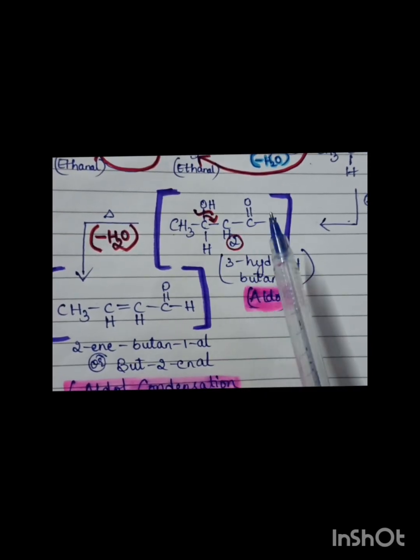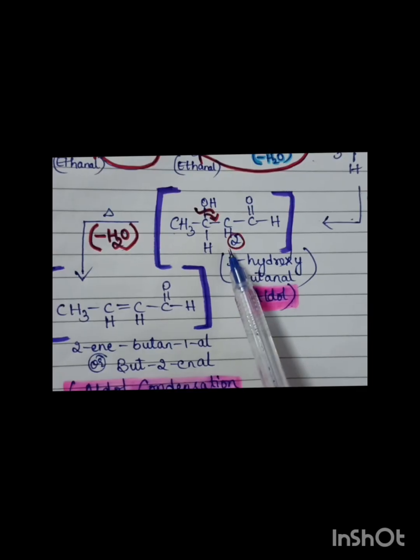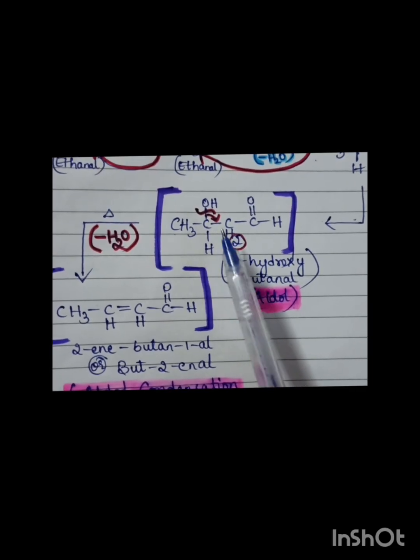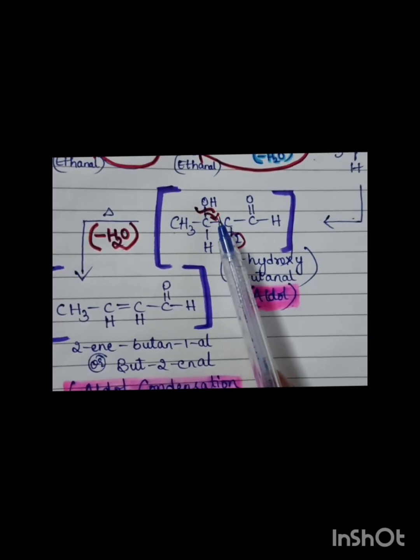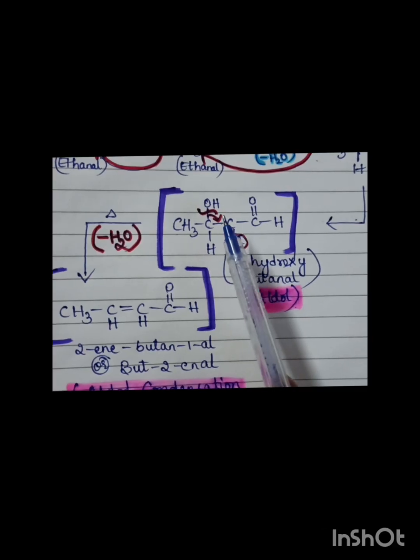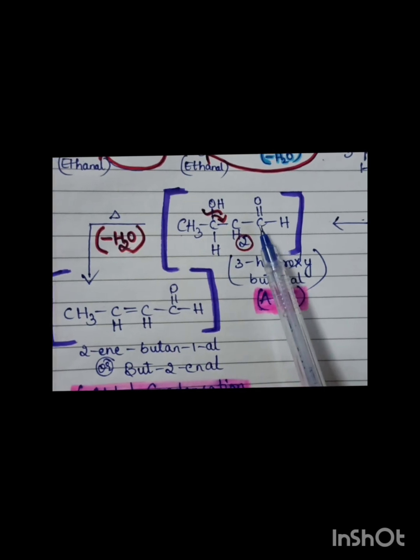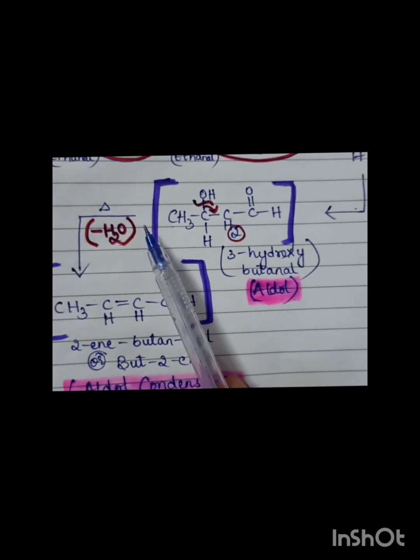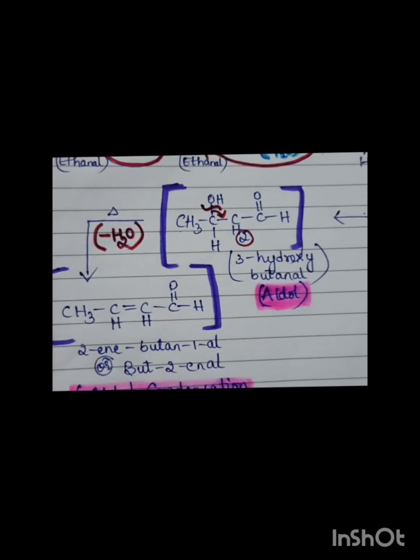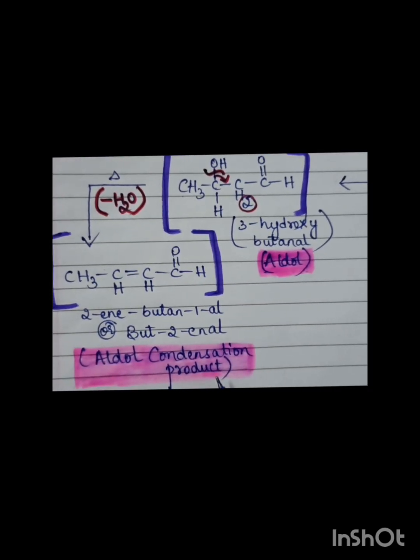and upon heating you will be removing OH and H plus from the adjacent carbon atoms, where this bond will fall between the two carbon atoms and form a double bond, and all the remaining groups are retained the same as in the aldol structure. And this process of removing the water through heating is called the aldol condensation product.